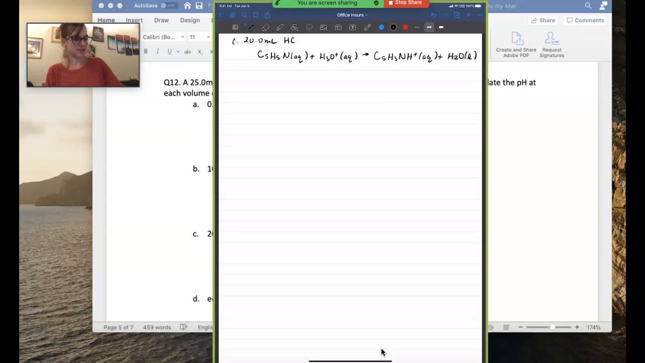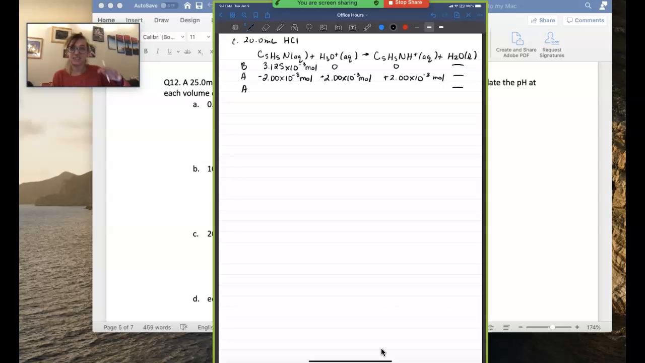So we've added 20 milliliters of HCl. Before addition, we put in 3.125 times 10 to the negative third moles. Remember, only work in moles. When we added 20 milliliters of a 0.1 molar solution of HCl, we added 2 times 10 to the negative third moles. But by adding it, it's reacting, so we have to subtract that from our base, our pyridine, because it's reacting in a 1-to-1 ratio. And at the same time as it's reacting, it's producing the conjugate acid.